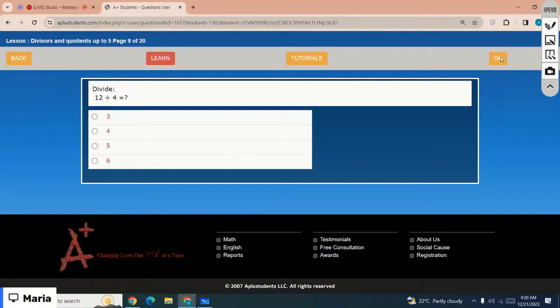12 divided by 4. You need to count a table of 4 until 12. So 4 times what number is 12? 4 times 3 is 12. The correct option is 3. Very good.